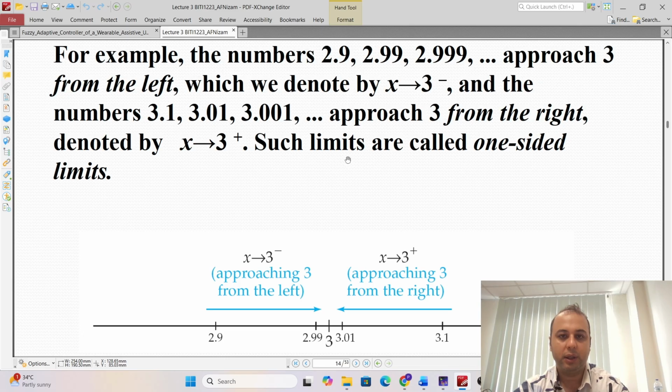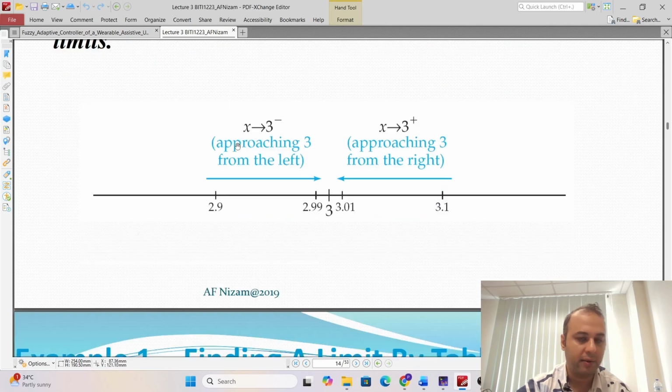Such a limit, with a plus or minus, we call a one-sided limit. One-sided limit means we have plus, from the right, or minus, from the left.